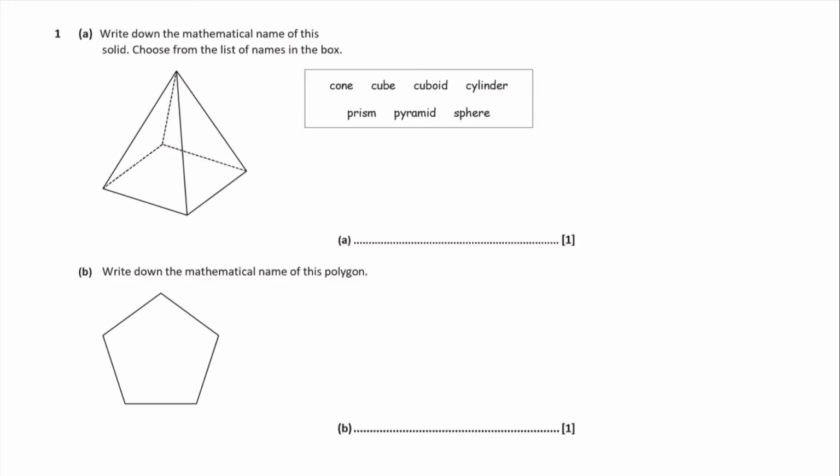Question 1a. Write down the mathematical name for this solid. Choose from the list of names in the box. Well, any shape that's got a flat base like this and all the corners then go up to a point or an apex, that's a pyramid, isn't it? We call that a pyramid, so that's the word I'm picking. Pyramid.